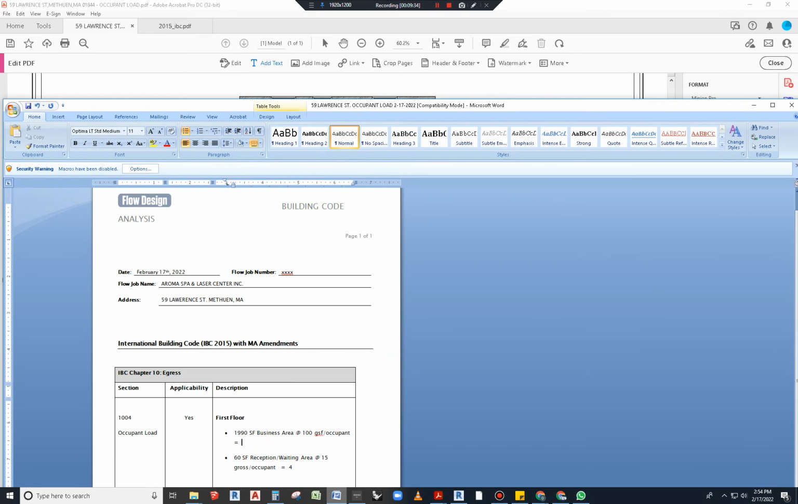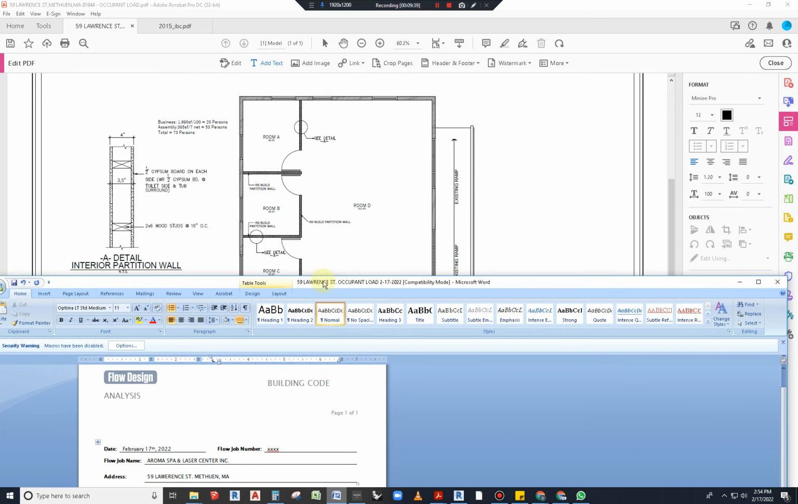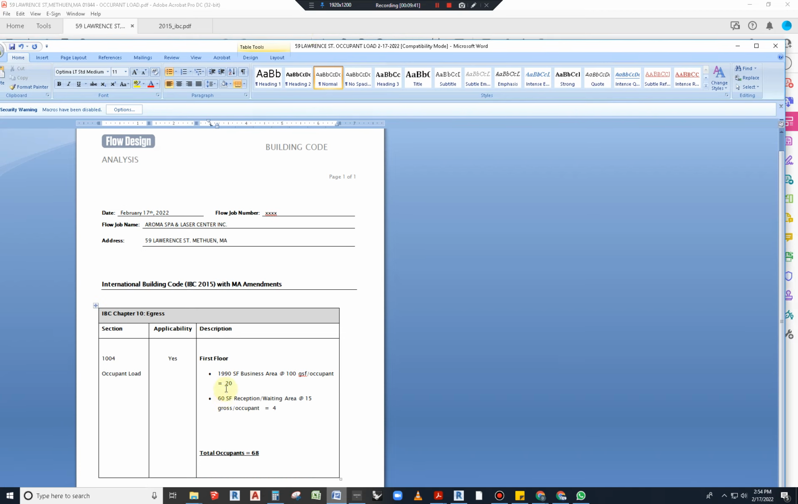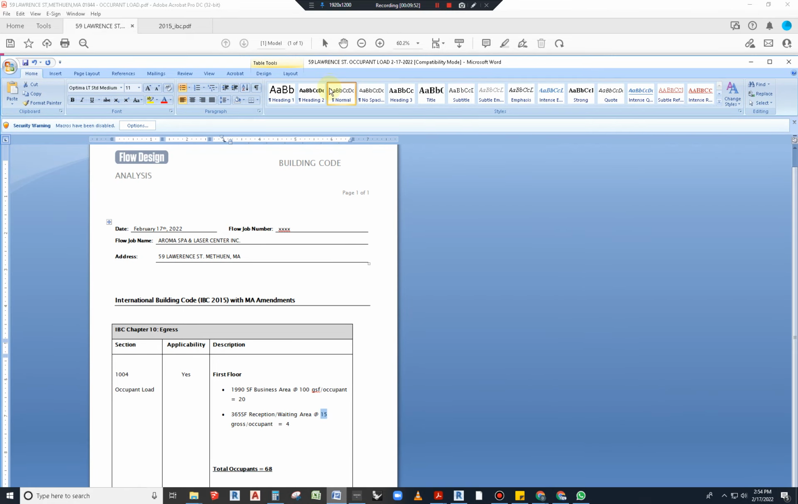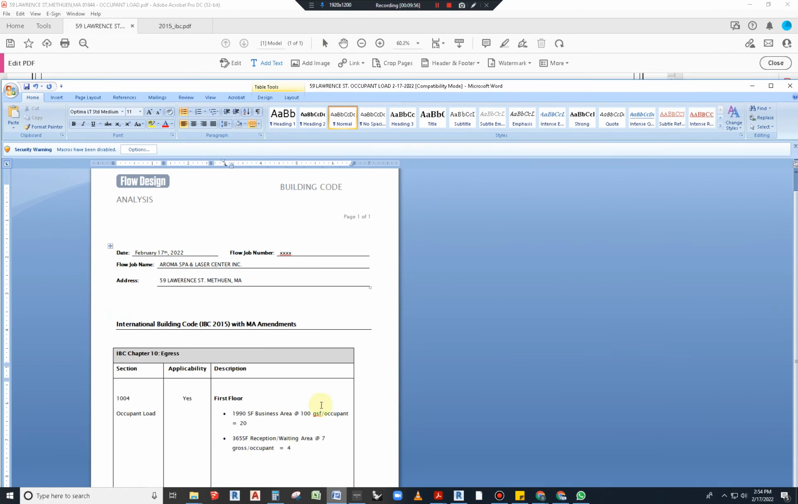And then we have the other one, which is assembly. Yep, that's going to be the 365. I used 7 instead of 15. That gives you 53.